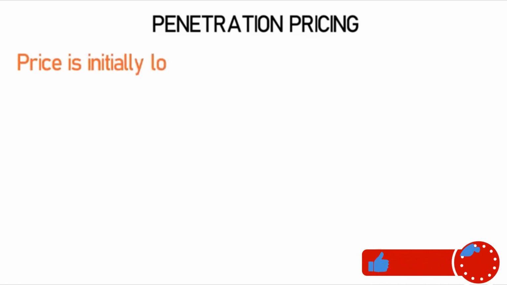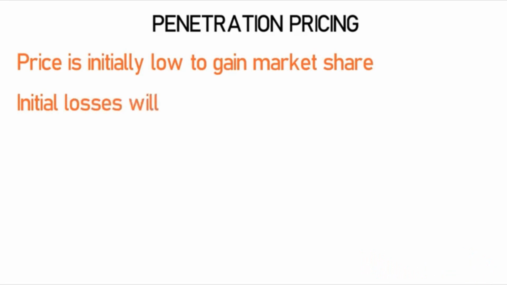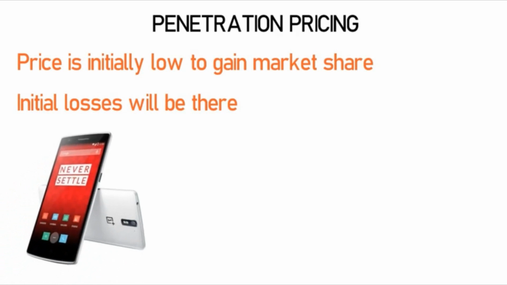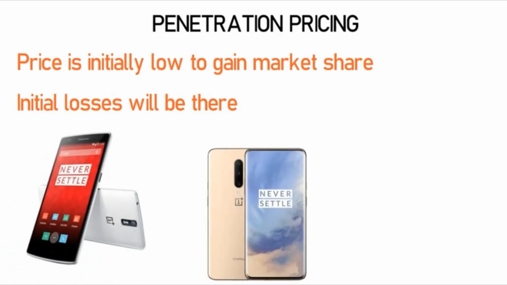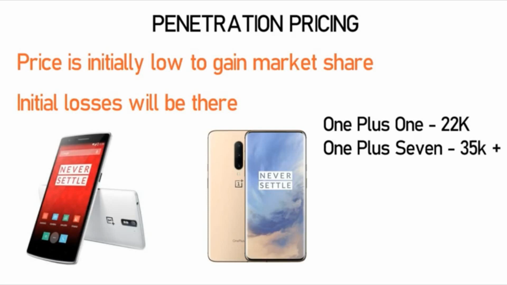So the second type of pricing strategy is called as penetration pricing. In this type of pricing, the price of the product is initially kept low to gain the market share and to create a positive word of mouth. Here there will be initial losses, but it will help in the customer shifting to the brand because of its low prices. So example for this is OnePlus mobiles. So initially when OnePlus had launched its mobiles in India, it was priced around 22 to 24,000. But now after 3 to 4 years, the price has gone up to 35 to 40,000. So in penetration pricing, initially the price will be low. In the later stages, the price will be set high.